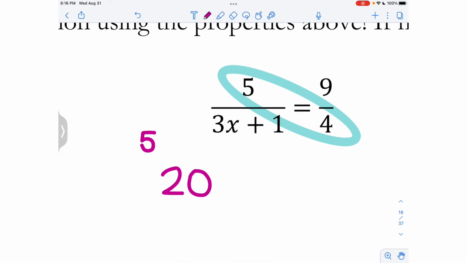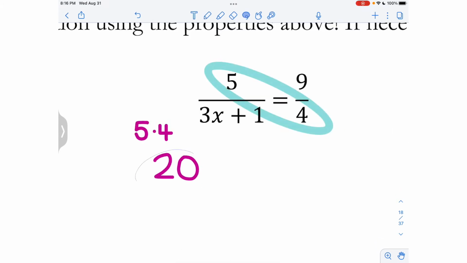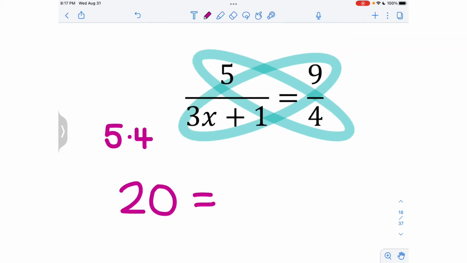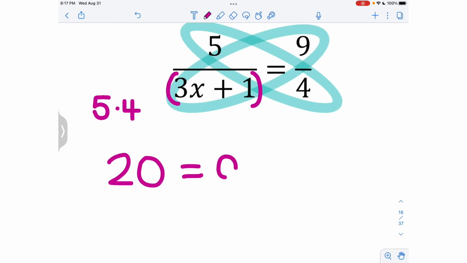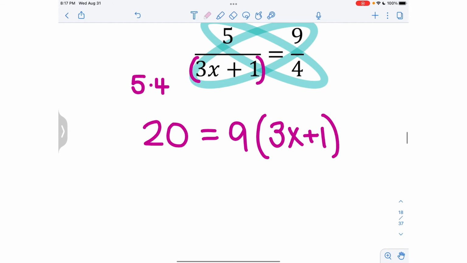I'm going to show my work like this. So 5 times 4 is 20. And I'm also going to cross multiply this side. Now, you have to be really careful because when I cross multiply and I have what's called a binomial, that just means there are 2 pieces to this, I am going to have to distribute the 9. So if you have more than one thing in the fraction, I need you to put parentheses around it and then distribute the number.